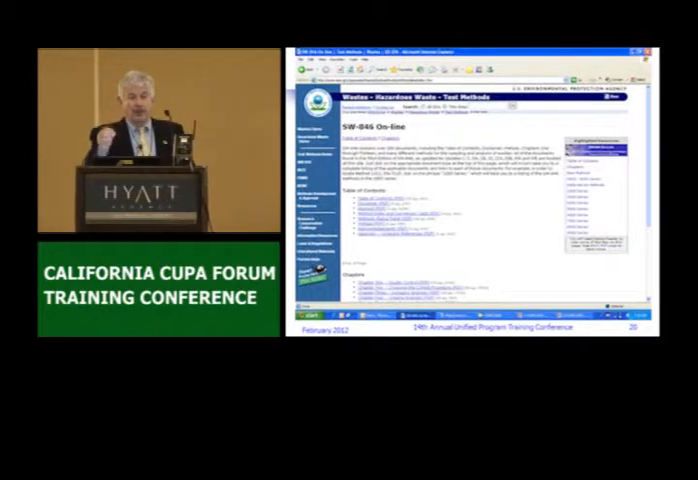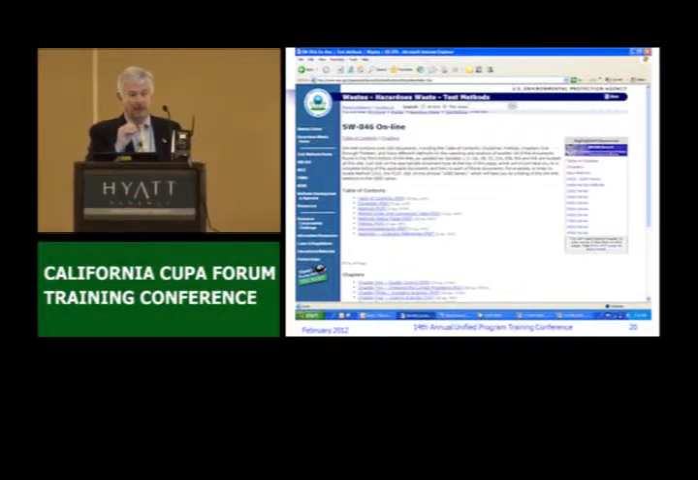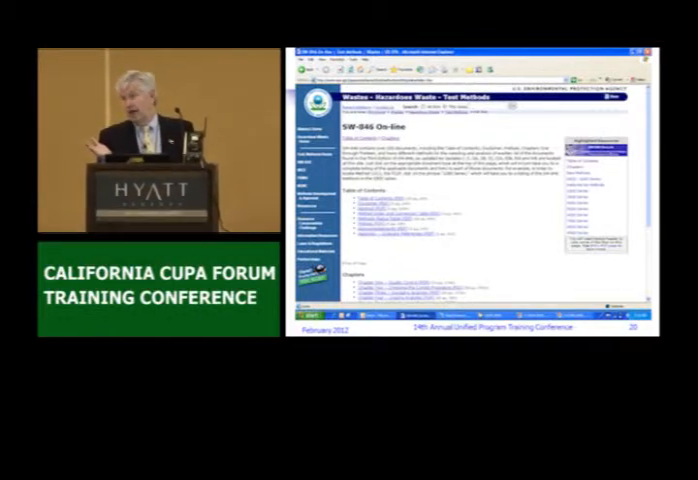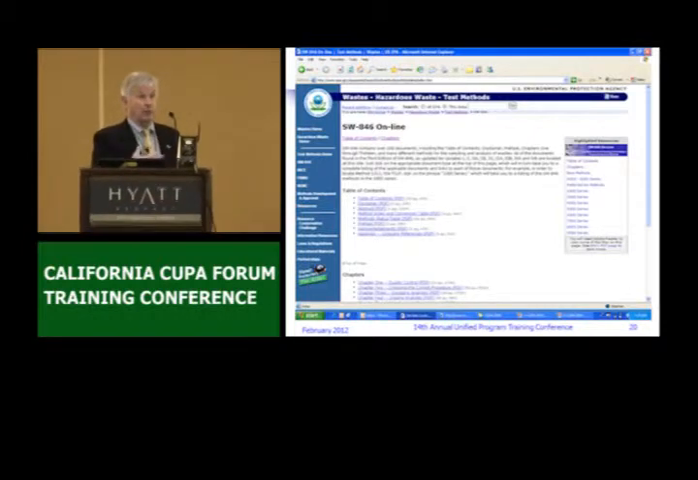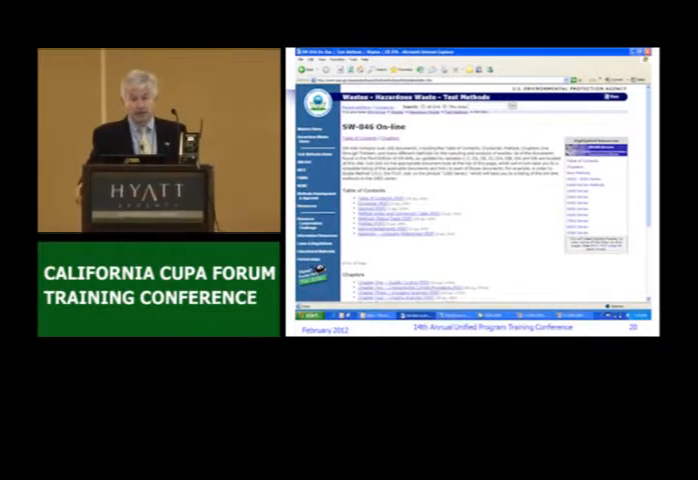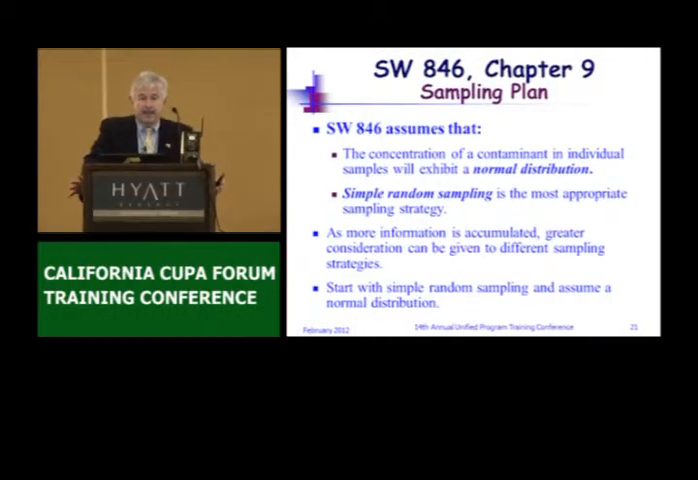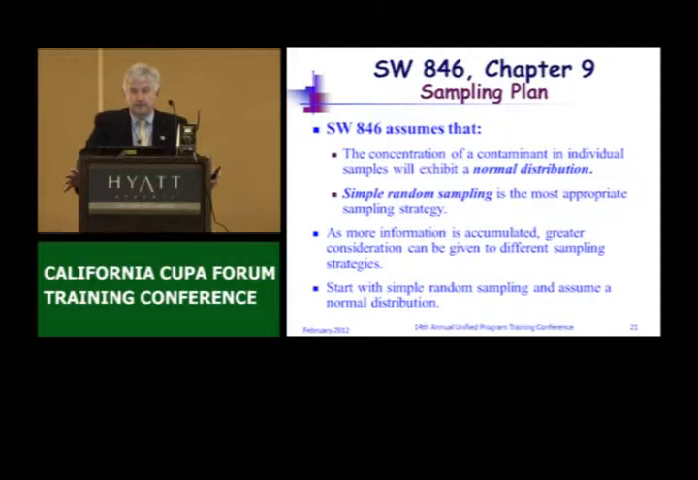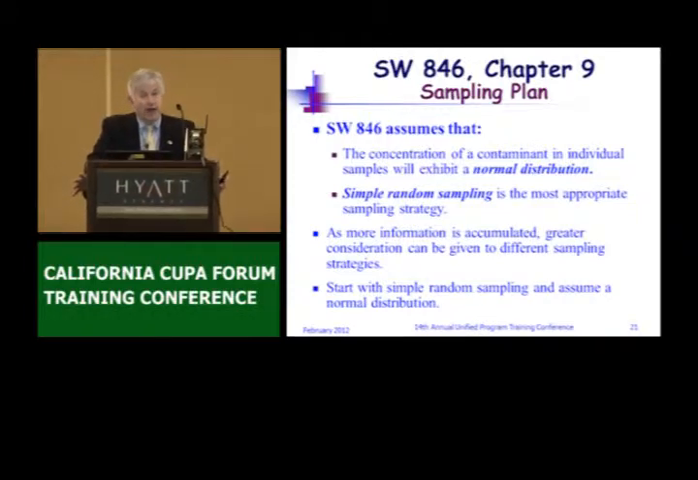Now, I'm not quite there yet, but if you're using some other test methodology, that would be very useful in knowledge of process, because that's giving you information about the waste, which is, of course, valid. Now, SW 846 makes some, not always true, assumptions: that the concentration of contaminant in an individual sample will be a normal distribution, and that simple random sampling is the most appropriate sampling strategy.